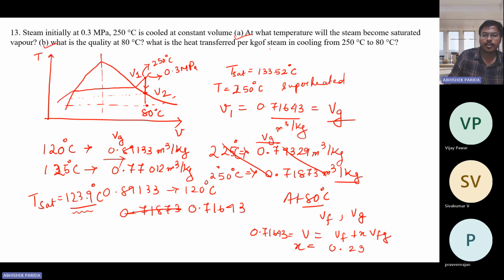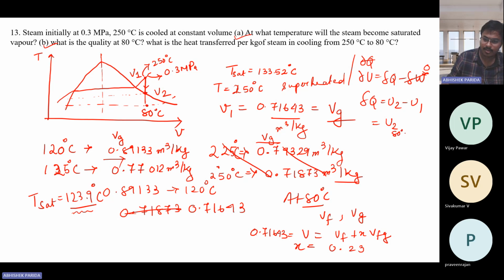Last bit is what is the heat transferred. From the last question we can tell, dU is equal to delQ minus delW. So it is cooled, and there is no work. So delQ is U2 minus U1. U2 is at 80 degrees Celsius, and U1 is at 250 degrees Celsius. Both of these you can find out from the steam table.